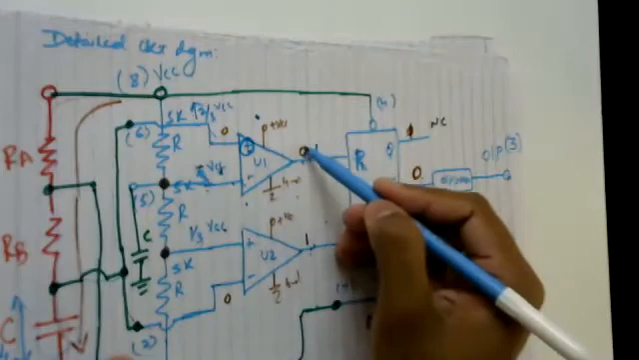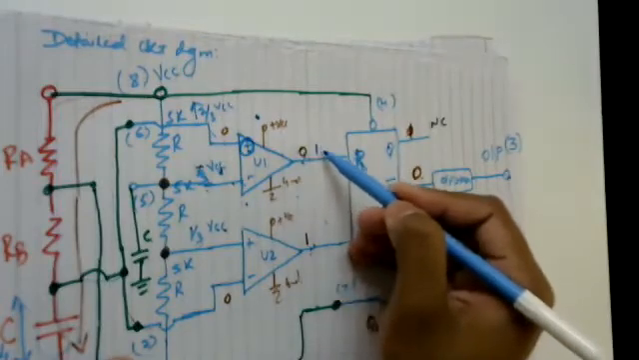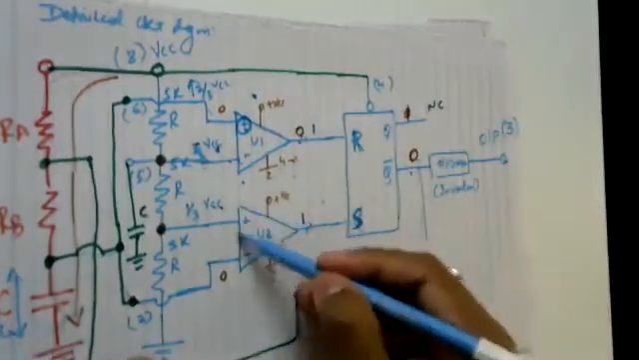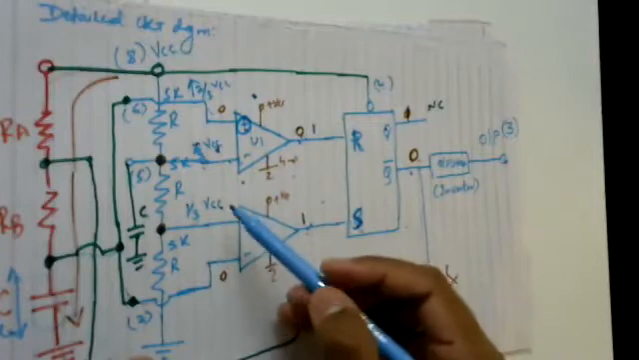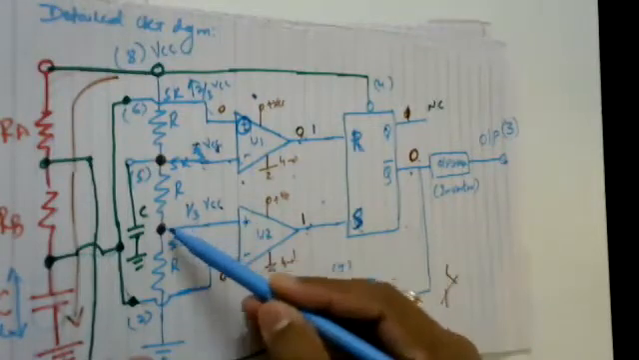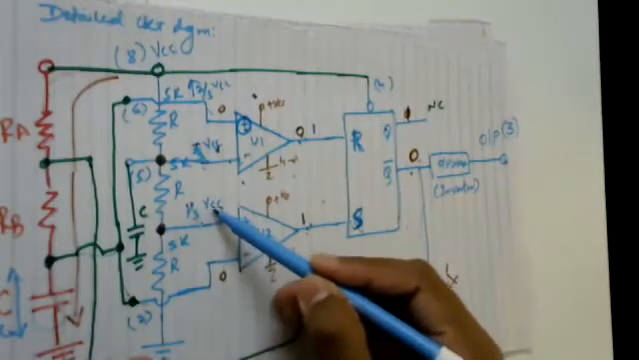So, in the previous case, output was 0. In this case, the output is 1. Okay, then you check what is going to happen with respect to this comparator. Now, in the previous case, what was happening? Potential at non-inverting was 1 by 3 times that of VCC.